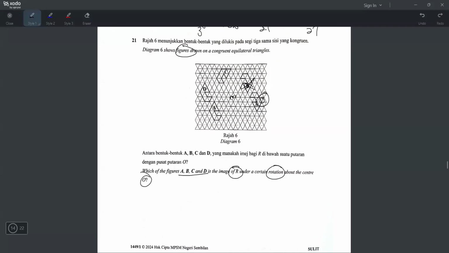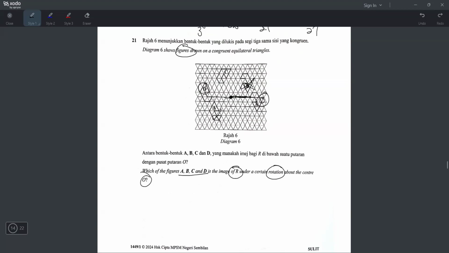What about A? Okay, if you take the distance from O to this point, it's like 1, 2, 3, 3 units, right? But if you count 3 units here, it cannot reach any point in A. So I don't think A is the answer either. So you're left with C and D.